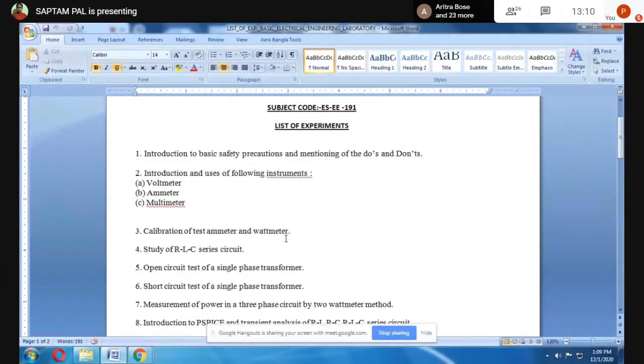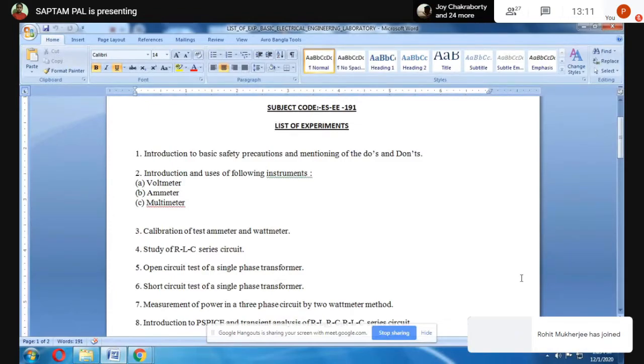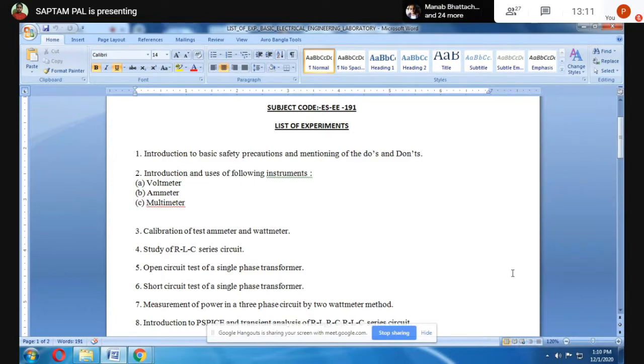Pradip Pal sir, I'm just interrupting for a minute. Students, these are the list of experiments. All of you write these experiment names in your copy, because this is very important for you. You just copy down the list of experiments or take a snapshot, so that you have all the documents with you every time. Okay, sir, continue.